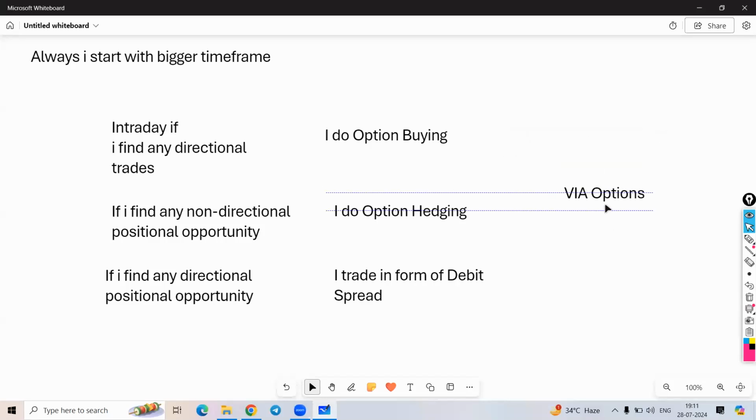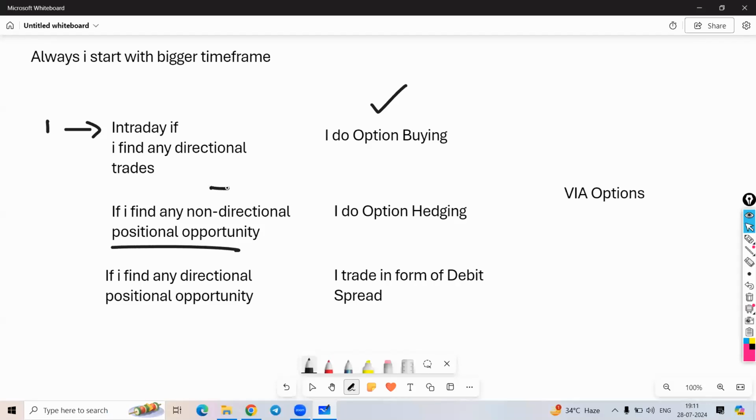But how I am doing it, that is very important. So this basic requirement should be clear in your mind. No point in confusing. In intraday, I do only one, that is option buying. For a positional, if I find non-directional, I do only one thing, that is option hedging. For a positional, if I find directional, I do only one thing, that is trade in the form of debit spread. That's it. So for each category, I have allotted only one approach.